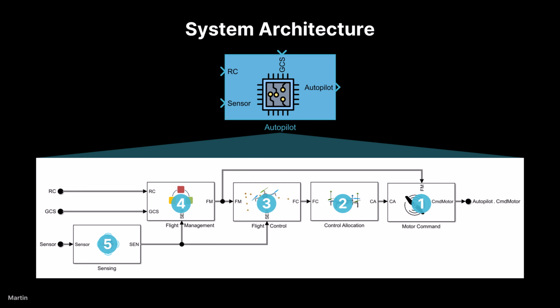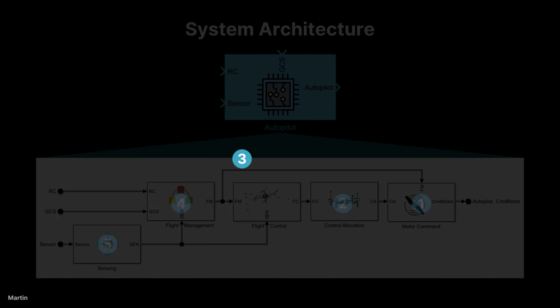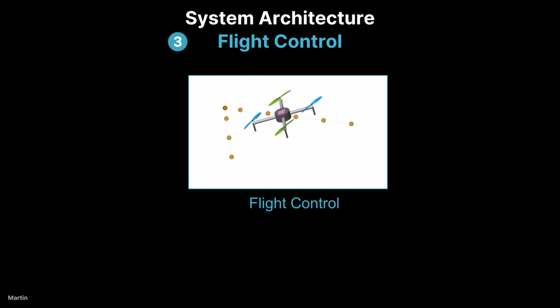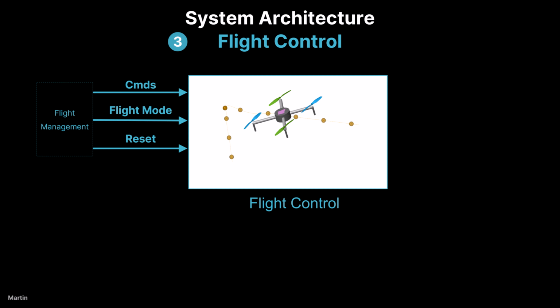Okay, let's move on to flight control subsystem. The flight control subsystem is a core subsystem of the quadcopter autopilot responsible for stabilization, attitude control, and position control. It processes the commands and sensor feedback to generate roll, pitch, yaw, and thrust axis commands, ensuring precise and stable flight. Inputs include commands, flight mode, and the reset signal from flight management subsystem.